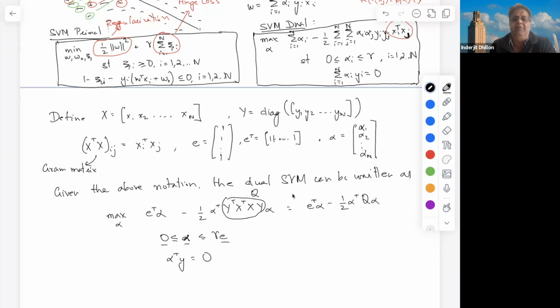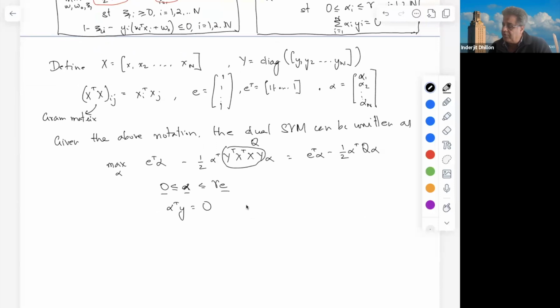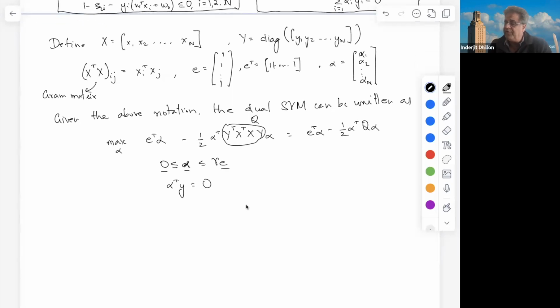So you can see very clearly now that you have a quadratic optimization problem. The objective is quadratic, and you have linear inequality constraints. And further on, you can actually show that Q is a positive semi-definite matrix because it has the form x tilde transpose x tilde, where x tilde is x times y. Well, I've just introduced notation and written the SVM problem a little bit more compactly. And there's a reason why I'm doing that.